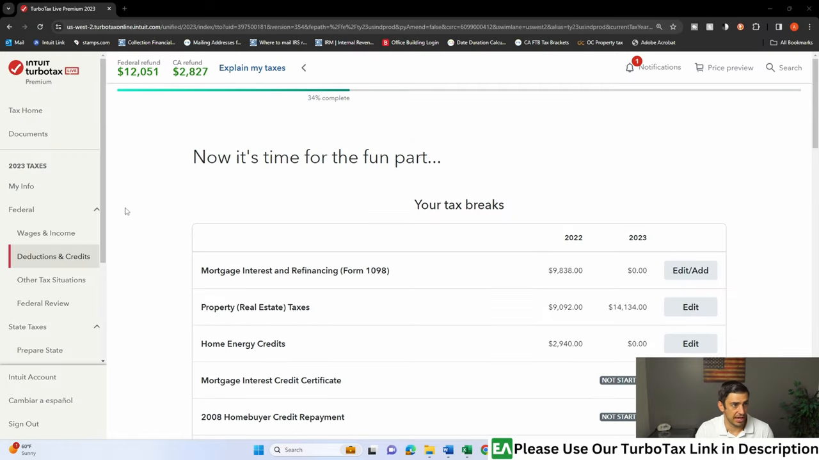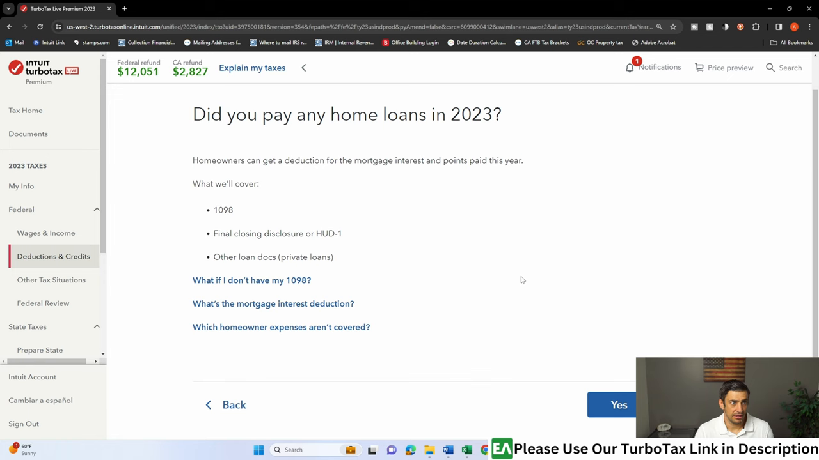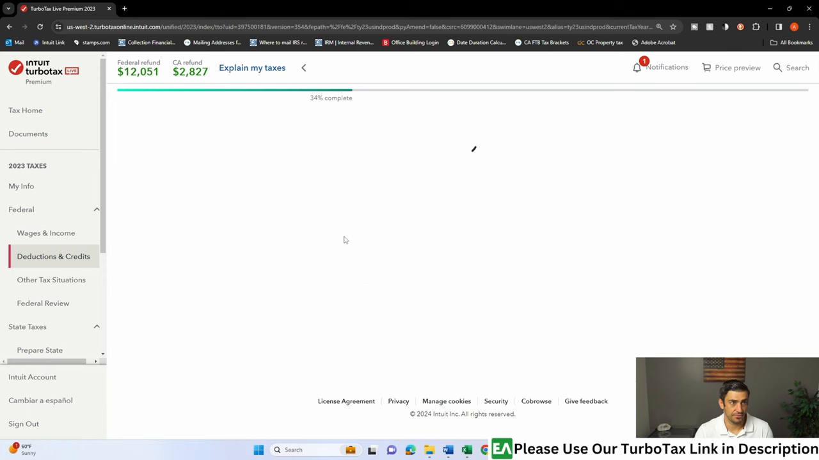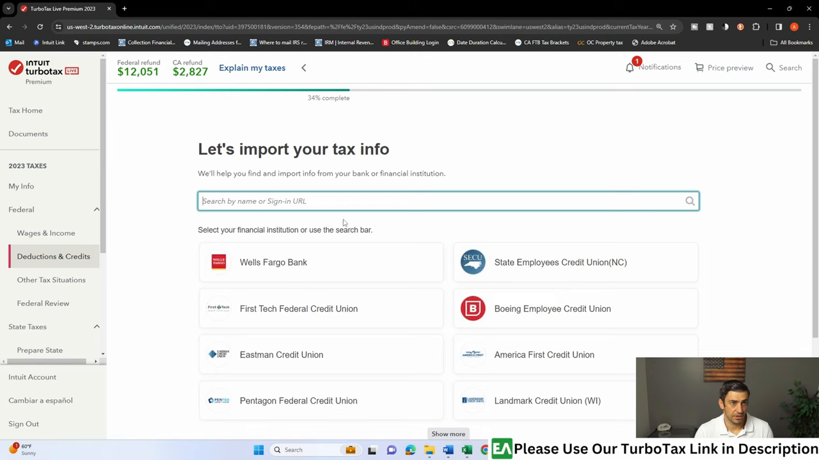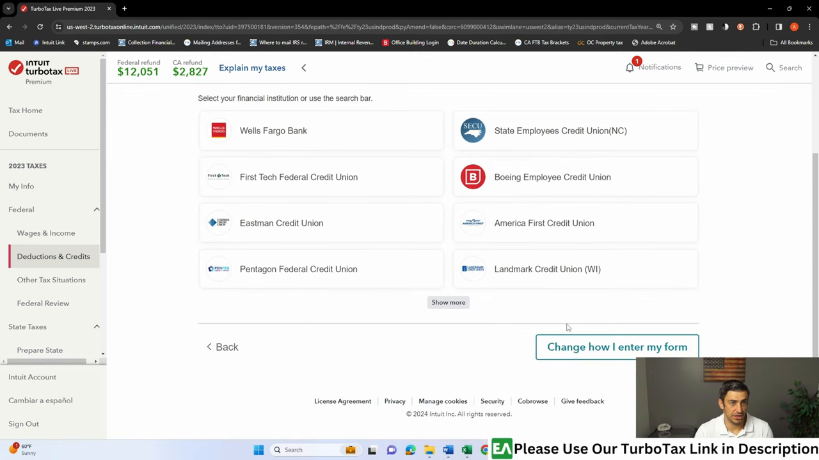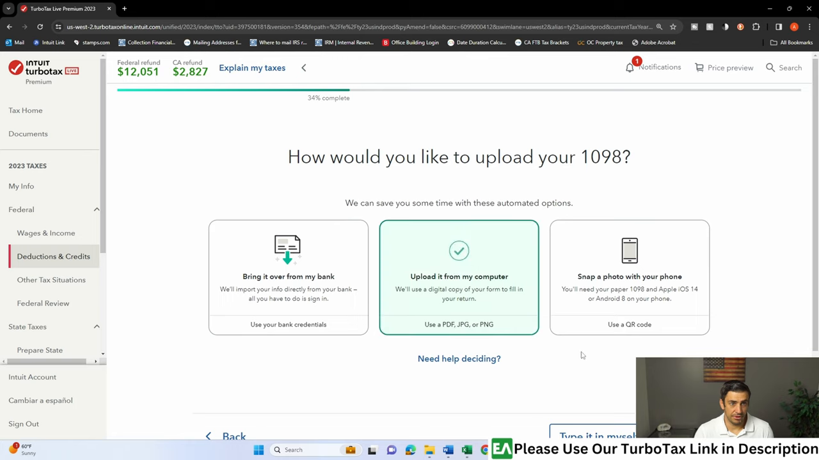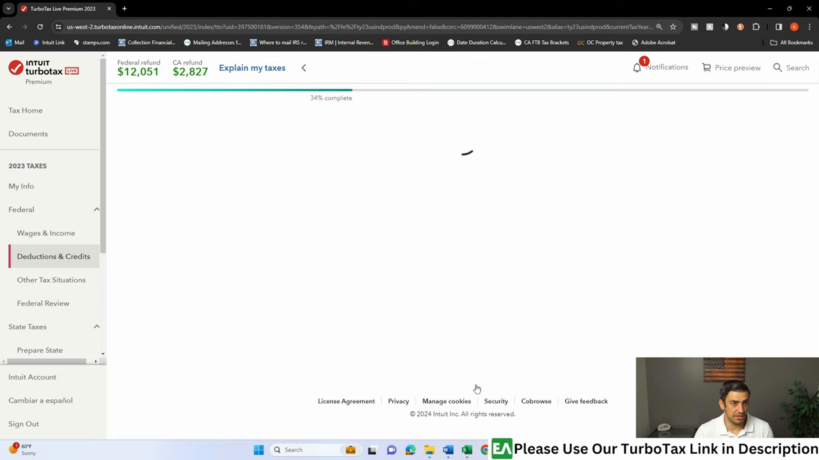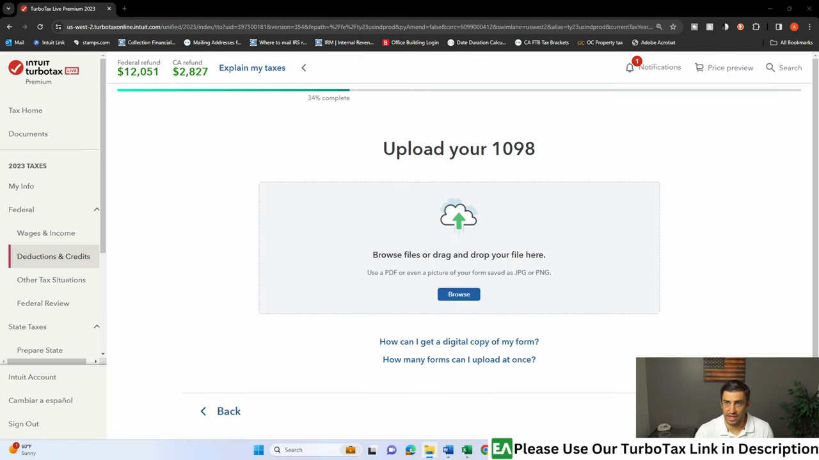For TurboTax, we're going to click on this deductions and credits button here. Click that mortgage interest, Form 1098, there it is. Did you pay for any home loans in 23? Yes, we did. How do we input this information? I'm not going to put it through here because I'm not going to log in. I'm going to upload it from my computer, check that box, hit continue, and drag and drop.